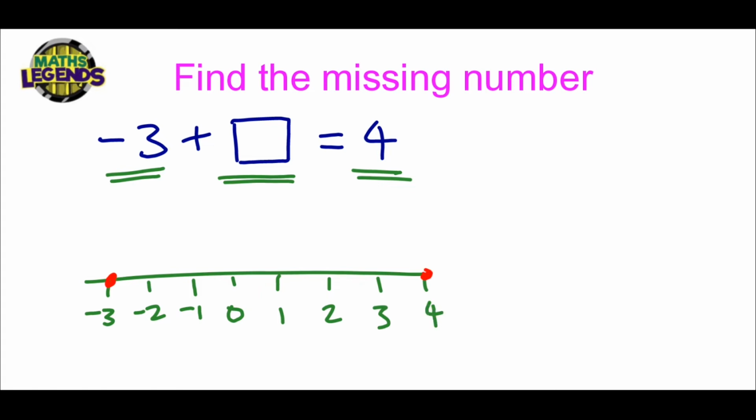And then we count the number of steps we need to take to get to 4 from minus 3. So 1, 2, 3, 4, 5, 6, 7. So the answer here is 7.